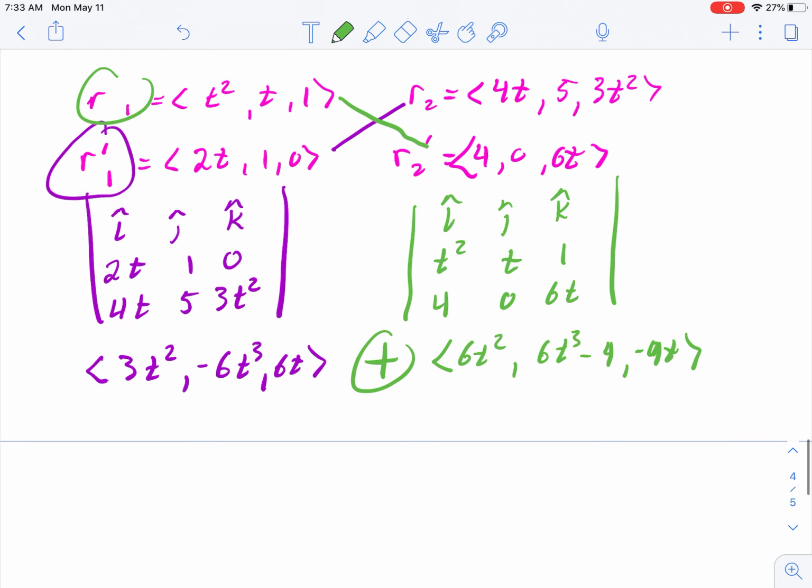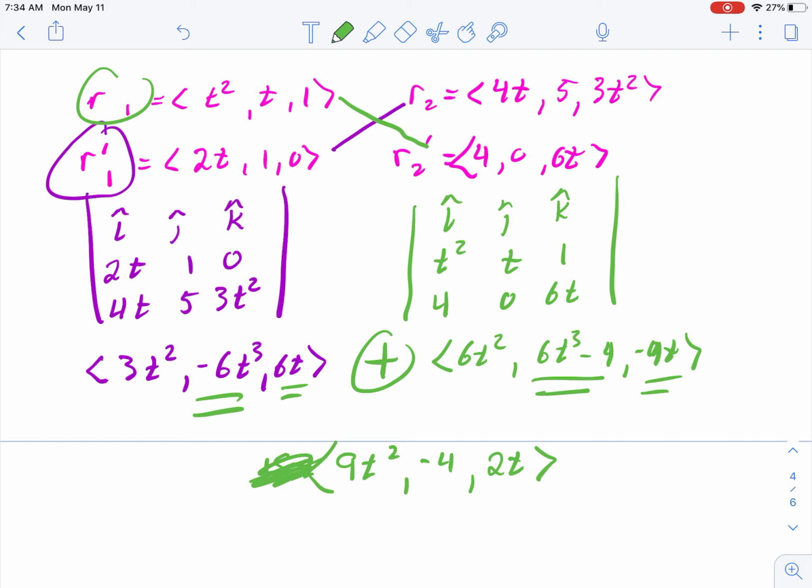Now add those together. Since this is three-dimensional, you don't get a single numerical value. So what you have here is 18t, excuse me, we're adding 9t squared. What does that give me? Looks like just negative 4, and gives me 2t. And there you go. That's it.